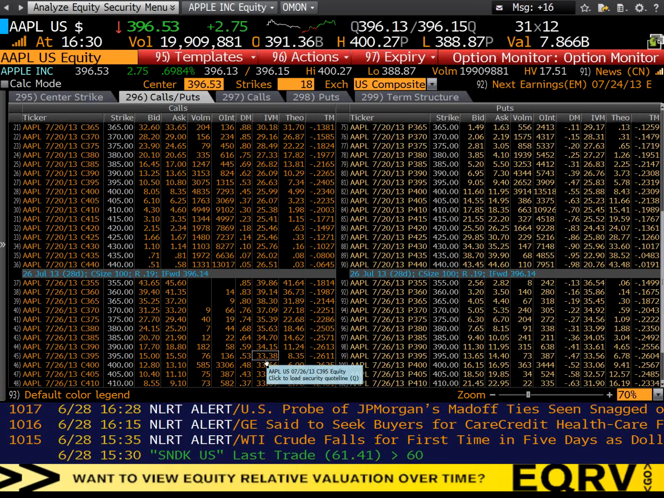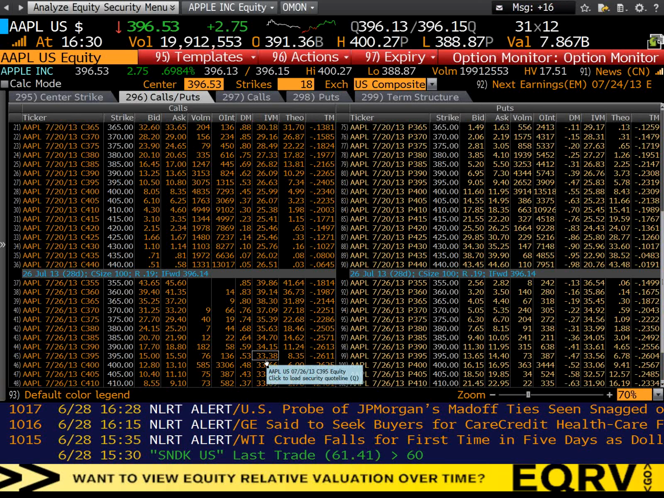So that sort of gives you a sense of what I mean by cheap options and expensive options. Now, how can we use this to our advantage? Well, there are many ways that you can look at volatility and decide on how to use it. First and foremost, you can obviously buy it if it's cheap and sell it if it's expensive.